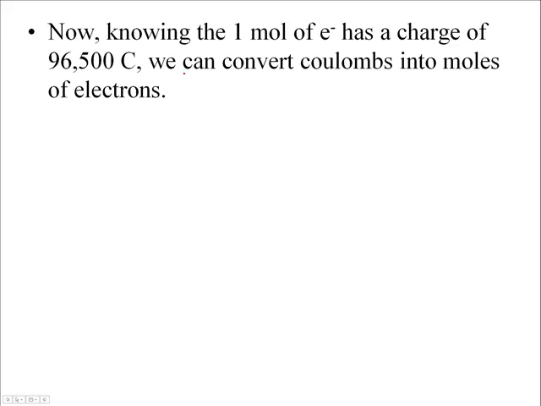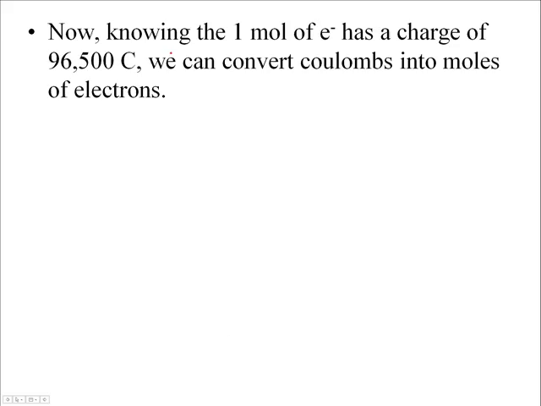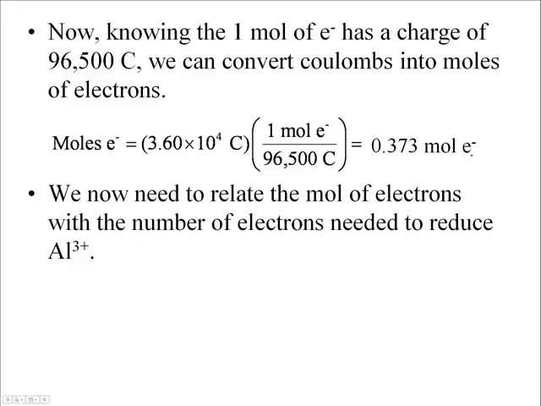Now we know that those 3.6 times 10 to the fourth coulombs, and we know that 1 mole of electrons has a charge of 96,500 coulombs. So we can take our coulombs and convert them to moles of electrons using this equation right here. Using that, now we've got 0.373 moles of electrons.